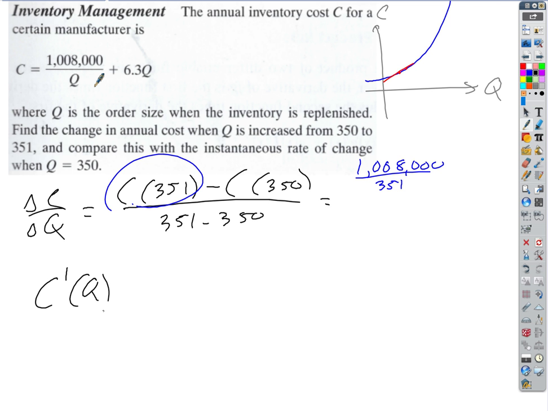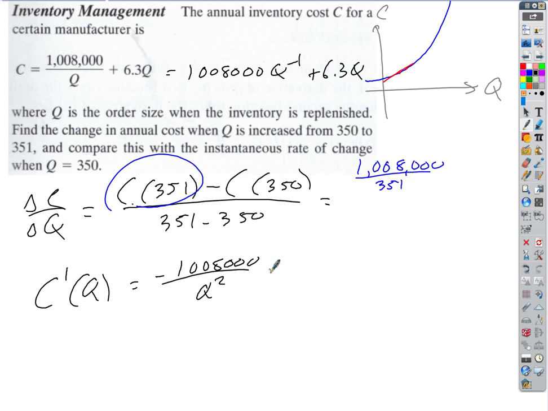What's the exponent? Q to the negative 1. So this is just equal to 1,008,000 Q to the minus 1 plus 6.3 Q. So what's the derivative of that? Negative 1,008,000 Q to the minus 2. Good. Plus 6.3. I like to put the positive term first. Okay, so there's our derivative.